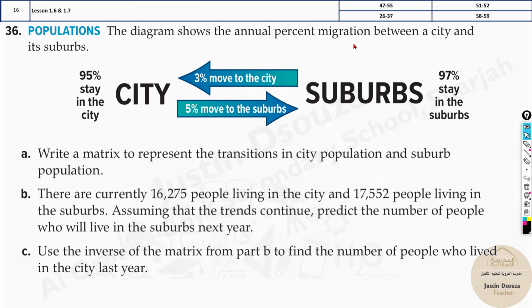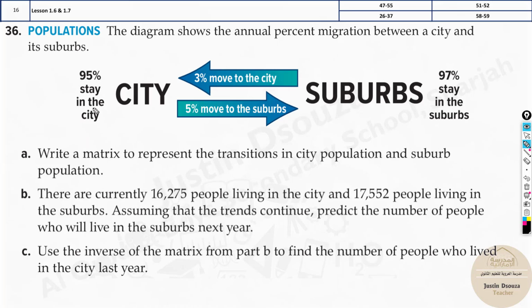The diagram shows the annual percent migration between a city and its suburb. Now, city is obviously where there are lots of buildings, huge places, very busy places, okay? Whereas suburbs, it's not like the countryside. Country is far away. Suburbs is in between. So generally we have city, suburbs, and countryside, right? Suburb is between, like residential places. There is a crowd, but not like city and not like a village, where there is very less population. There is a medium amount of population.